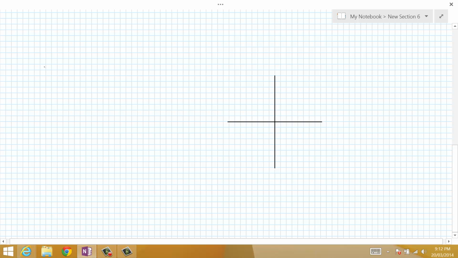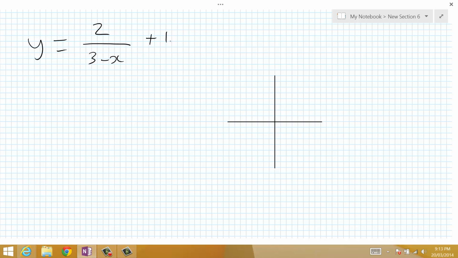In this third example, we're going to look at something that can sometimes throw some students. A different equation for our hyperbola slightly. y equals 2 divided by 3 minus x, plus 1. Normally we'd have x minus something in our denominator on our fraction.